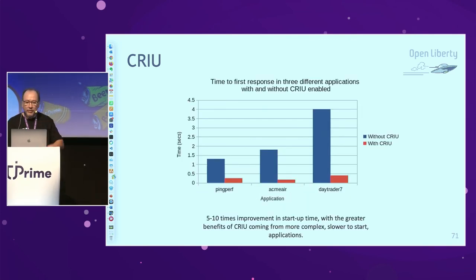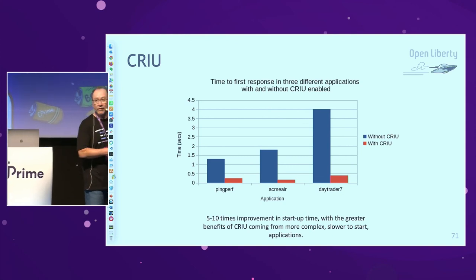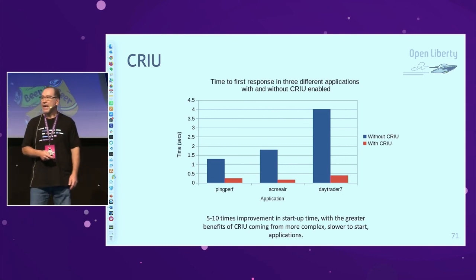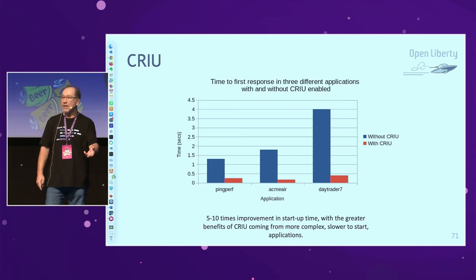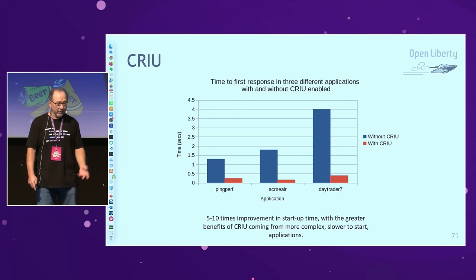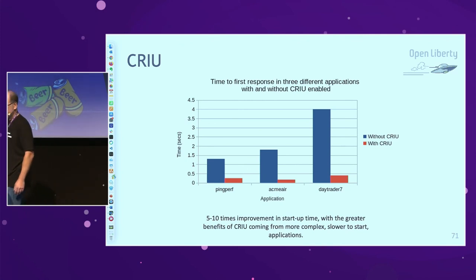There are a couple of issues they're still working through. Oh, never mind, I've got to go to this slide first. This is just telling you the difference. As you can see, the blue is without CRIU, the orange is with. The larger the application, the more significant it is. The DayTrader 7 application goes from 4 seconds to less than half a second.